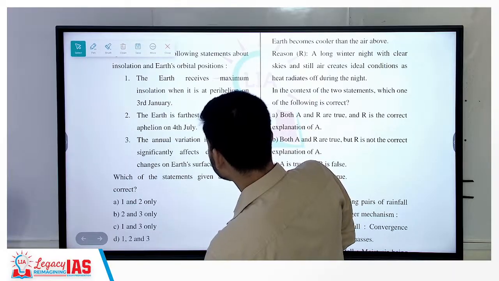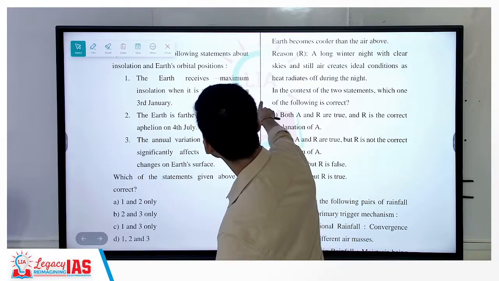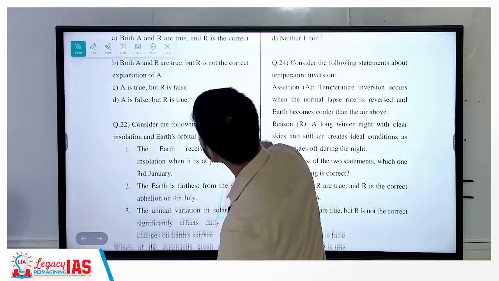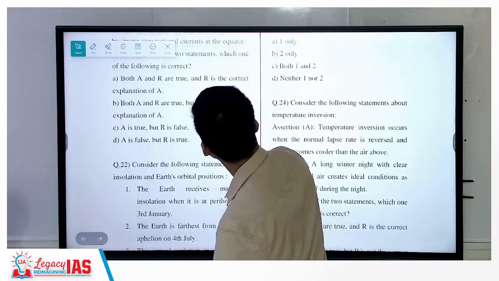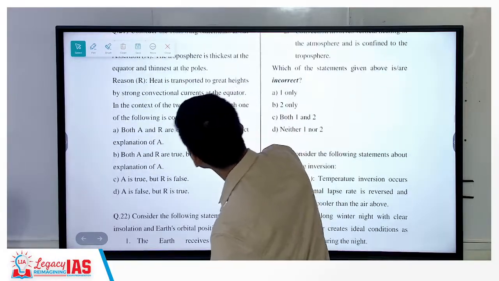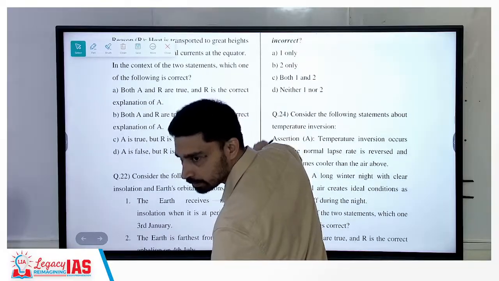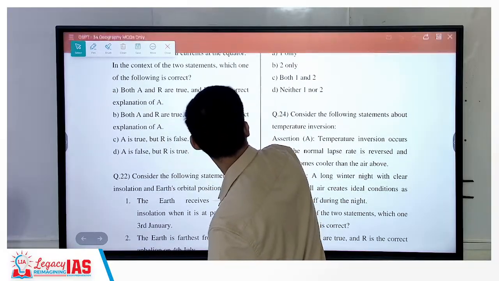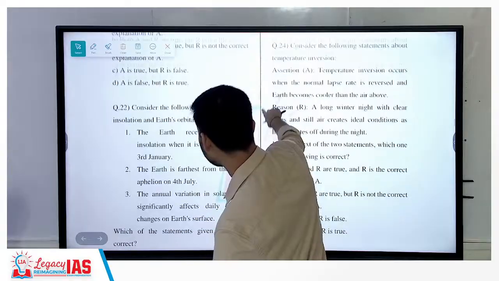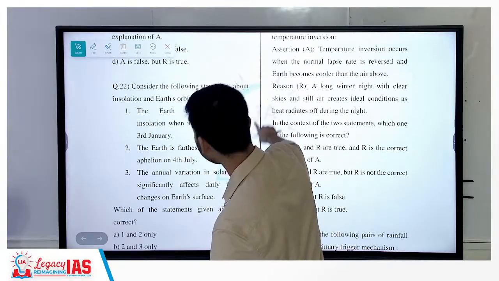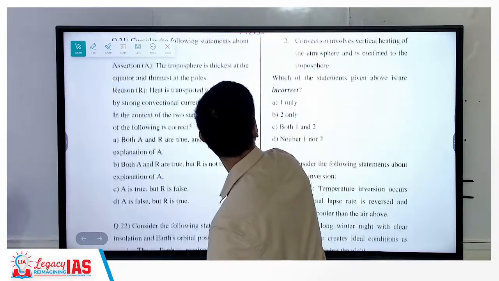So, 21st, A is correct. Right, because the reason explains the assertion correctly. So what is the correct option here? 22, A. Then we have 23.